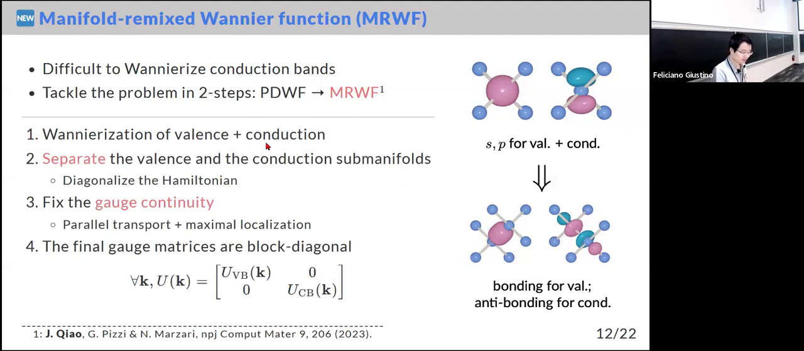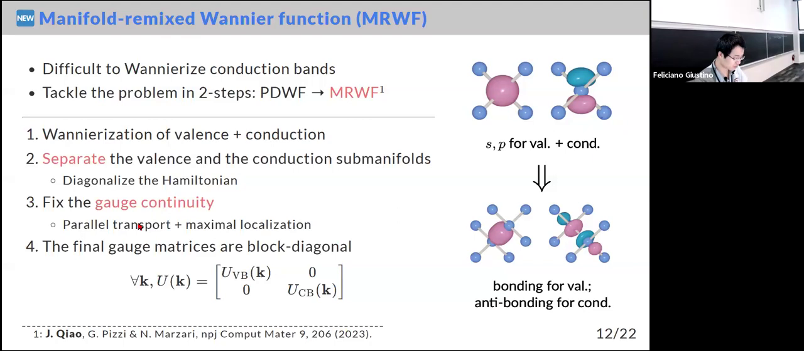So in practice, we are doing this in 3 steps. The first is the Wannierization of valence plus conduction, and we separate the 2 submanifolds by diagonalizing the Hamiltonian. However, this diagonalization will break the gauge continuity, which is important for Wannier functions. So essentially, we're returning to the block gauge, but now we can understand which states are for the valence and which states are for the conduction just by grouping their eigenvalues. So now we have to fix this gauge discontinuity.